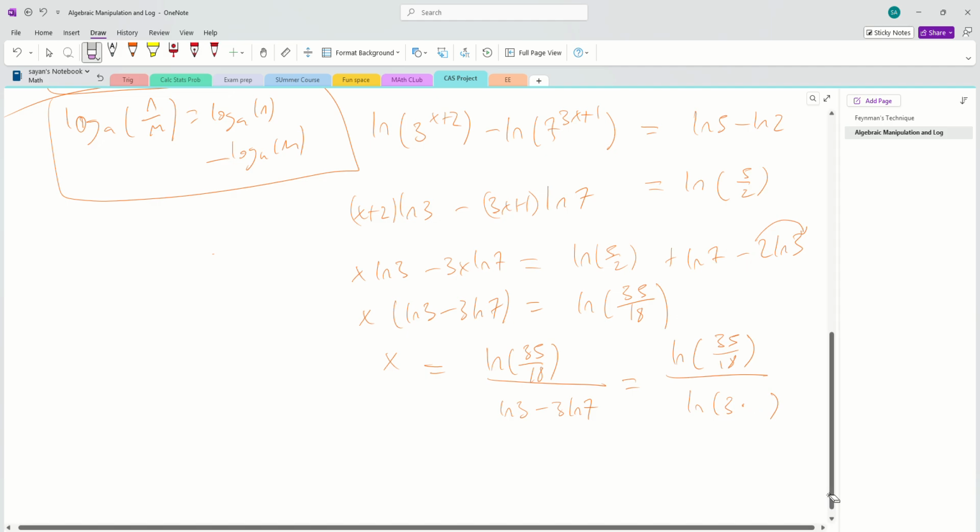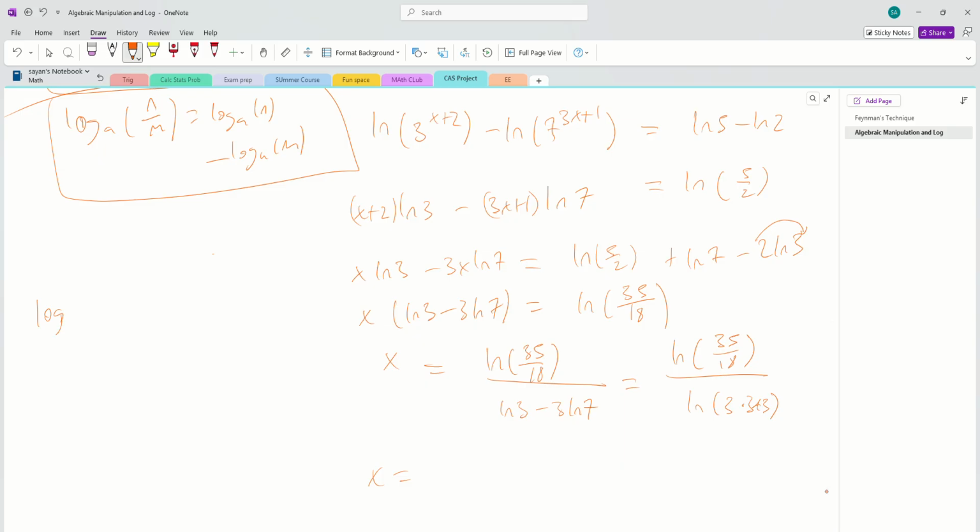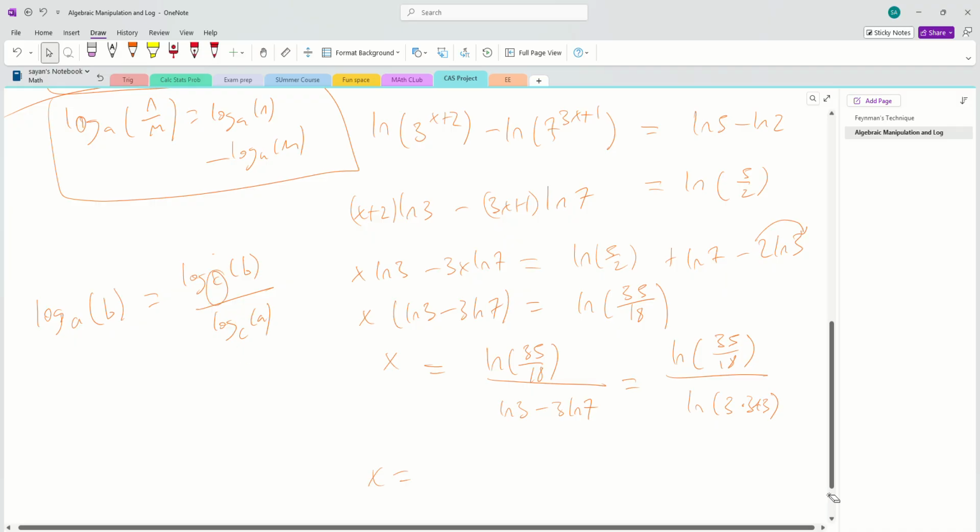Actually, that's just 343. I can't do the quick math, so we're going to just leave it like that. But if we have log base A of B, this is equal to log base C of B over log base C of A. C can be anything, as long as the top and the bottom are the same.